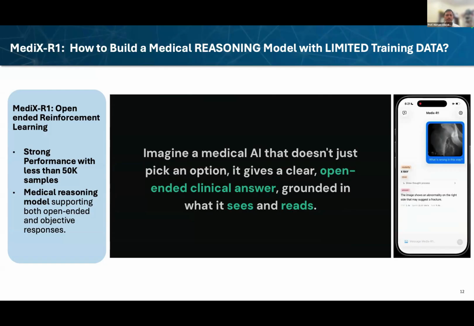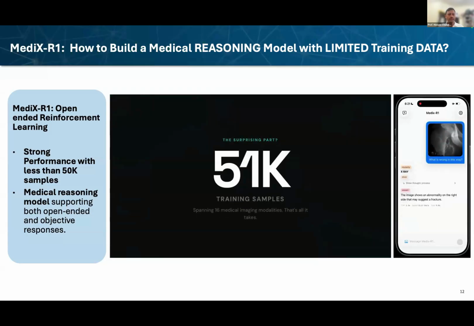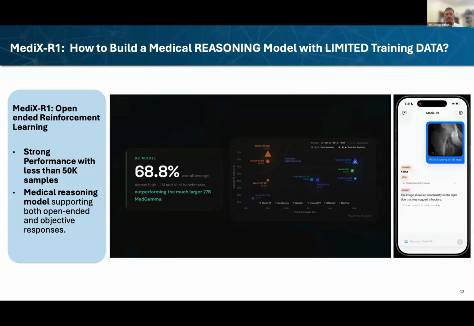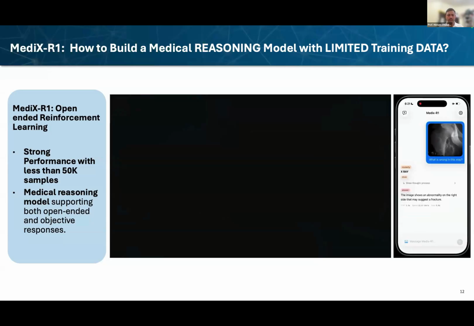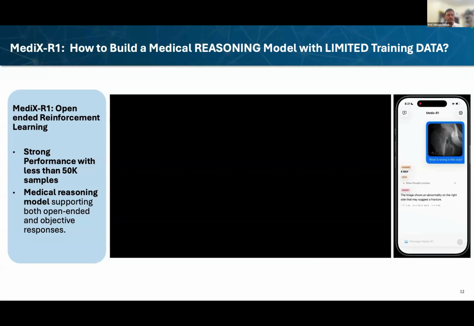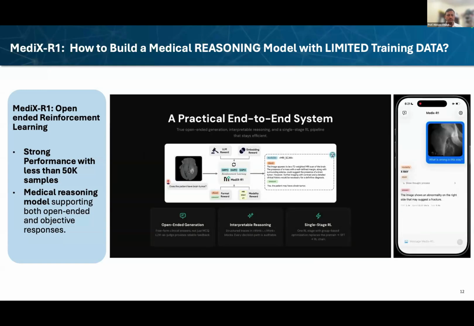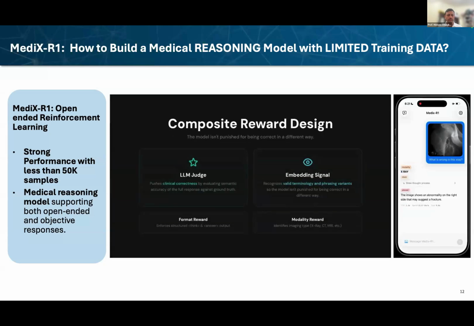Imagine a medical AI that doesn't just pick an option. It gives a clear, open-ended clinical answer, grounded in what it sees and reads. That's what we built with Medix R1, an open-source reinforcement learning framework for training medical multimodal models to respond openly and clinically. And the surprising part? We get these gains with only 51K instruction examples. Our 8B model reaches a 68.8% overall average, outperforming models more than 3 times its size, like MedGemma. And our flagship 30B model hits 73.6%, with greater than 95% accuracy on USMLE self-assessments. Even better, our smallest variant is lightweight enough to run on edge devices, like an iPhone. So what's driving it? Medix R1 is a practical end-to-end system: true open-ended generation, interpretable reasoning, and a single-stage RL pipeline that stays efficient. The key is our composite reward. An LLM judge pushes clinical correctness, while an embedding-based signal recognizes valid terminology and phrasing variants, so the model isn't punished for being correct in a different way.